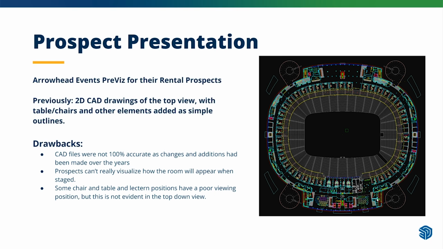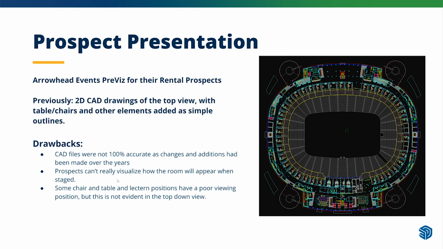So the person just has to have some ability to visualize as they're talking, to get a sense of where those tables are going to appear. There were a couple of other drawbacks. As I mentioned here, the CAD files were a little inaccurate. They had changed things many times with improvements and additions, and they're always adding or fixing up something in the stadium. And as I mentioned, the prospects can't really figure out how it's going to look.